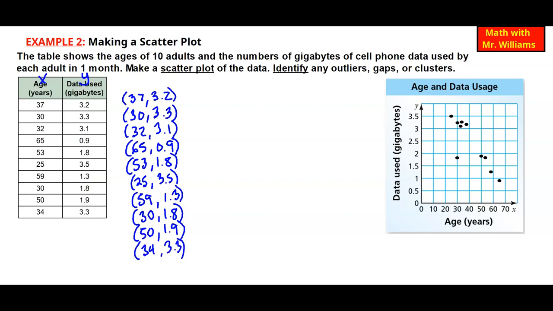And now we're going to identify any outliers, gaps, or clusters. So the first one I'm going to focus on is the outlier. You can see there's an outlier right about here at 30 and 1.8. And there is a cluster of data from about 25 years old to 37 years old. And a gap in the data from about 37 years old to about 50 years old.